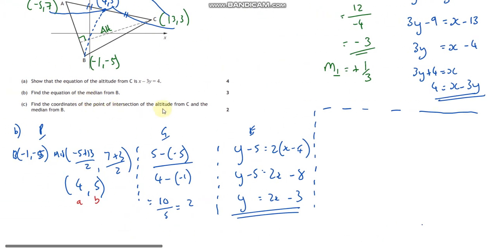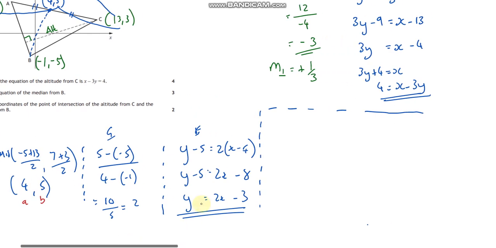Find the coordinates of the point of intersection. Okay, so the intersection point looks like it's in there somewhere. How do we do that? Well, we just put them equal to each other. So I think I'm going to rearrange this one, because I've got y is equal to 2x take away 3.